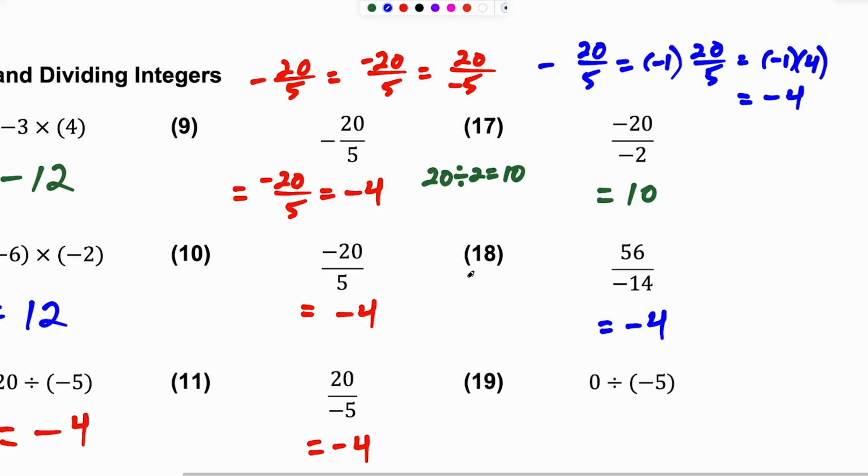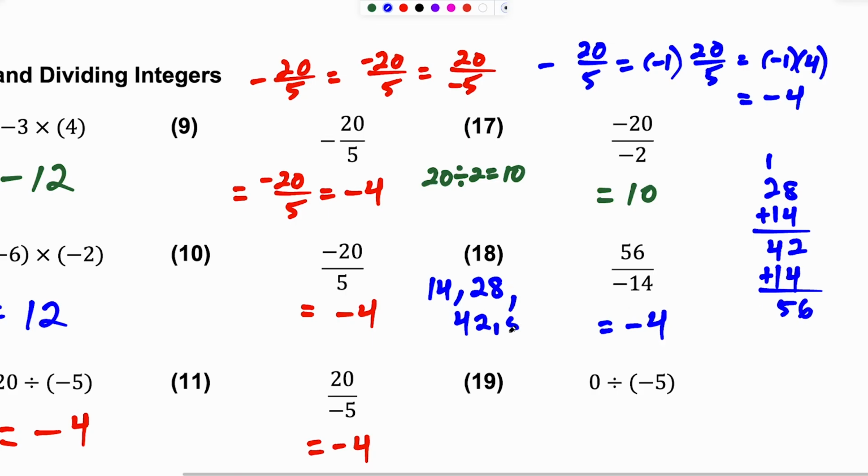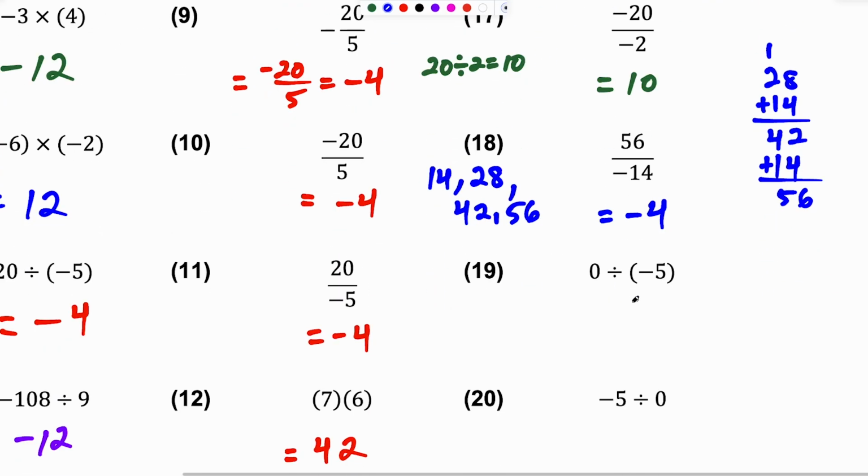On the side, you could just start counting by 14s. Like, all right, 14. 14 times 2 is 28. And then if you have to, you could do 28 plus 14 to go next, and that'll bring you up to 42. And then you do one more, and that's going to bring you up to 56. So sometimes you have to do a little bit of investigating for these questions. But in this case, question 18, our answer is negative 4.